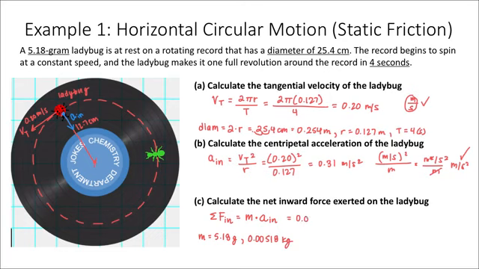I'll go ahead and plug that into my net force equation. That would be 0.00518 multiplied by this 0.31 for my acceleration. That would give me a net inward force of 0.002 newtons. Not a lot of newtons, but it's also not a very heavy ladybug, and so that's what we should expect.